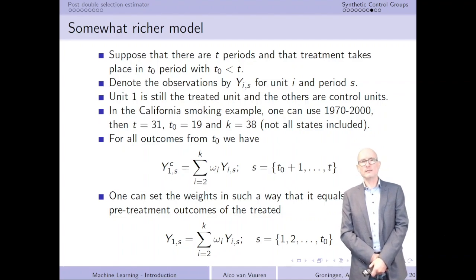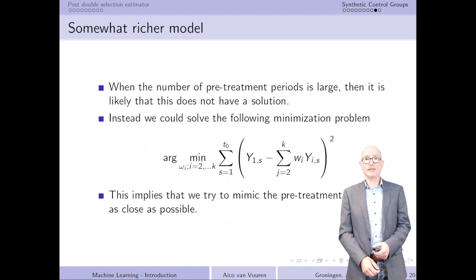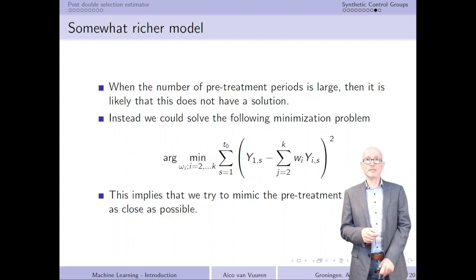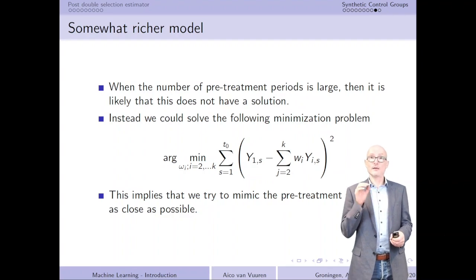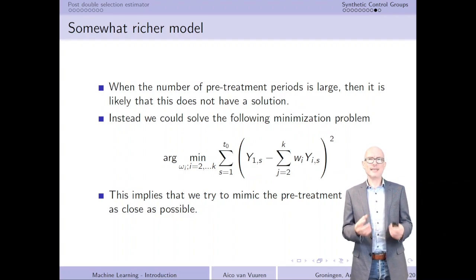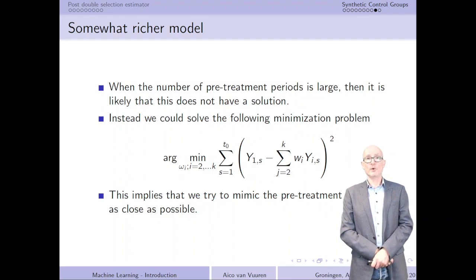Now the problem that might arise is that when we have many periods in the pre-treatment period, so T0 is really, really large, then it might be impossible to find a set of omega i's for which this is always true. Well, in that situation, what we could do is minimize the following minimization problem. Instead of setting the weights in such a way that Y1s becomes exactly equal to the weighted sum, we set the weights in such a way that the difference between the two is as small as possible.